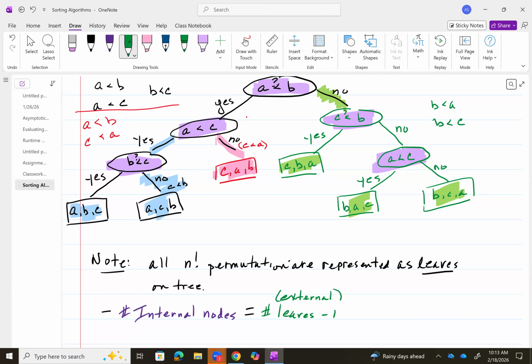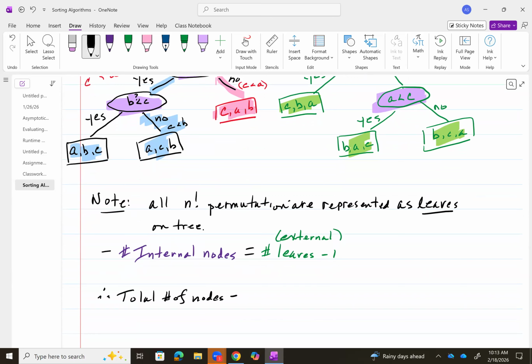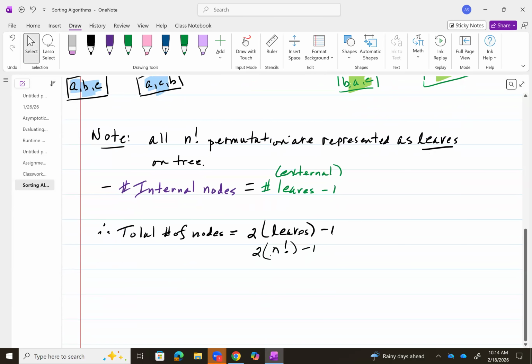Which means the total number of nodes is equal to 2 times the number of leaves minus 1. But in this case, the number of leaves was n factorial. Okay, so far? Yeah, the internal nodes are parents. They're root nodes of each subtree.